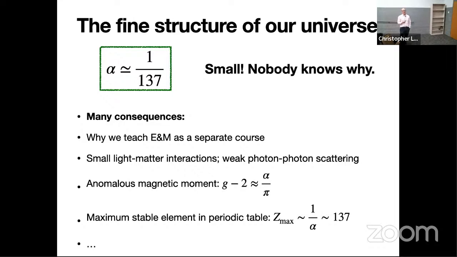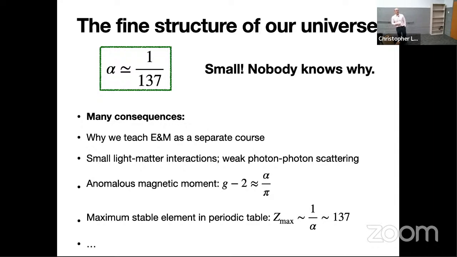As a faculty member, the first course I taught when I got my first job was actually electromagnetism. And it occurred to me that the reason we teach electromagnetism as a course is because this number is small. If it was very big, it would be hard to decouple electromagnetism from everything else. And so we wouldn't be able to separate it into its own course. It wouldn't have been the way we learned how to do physics.